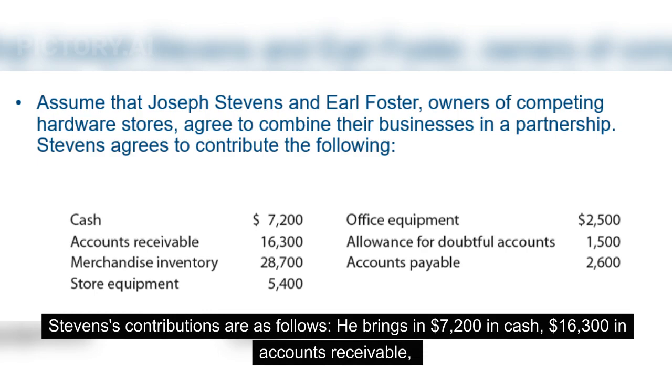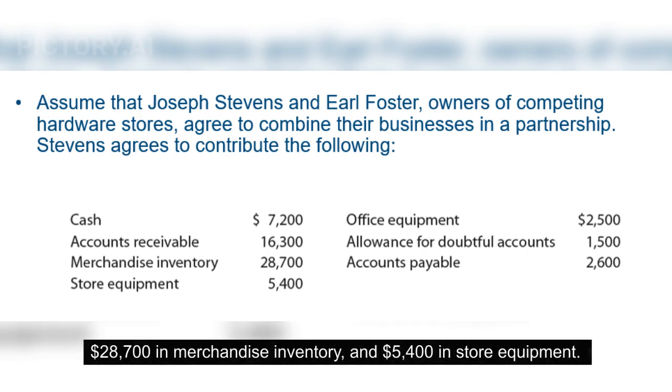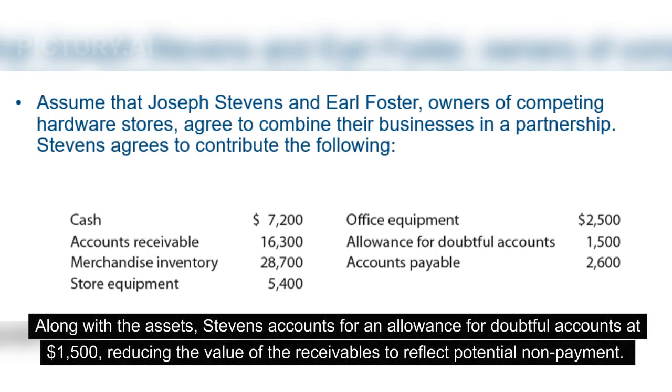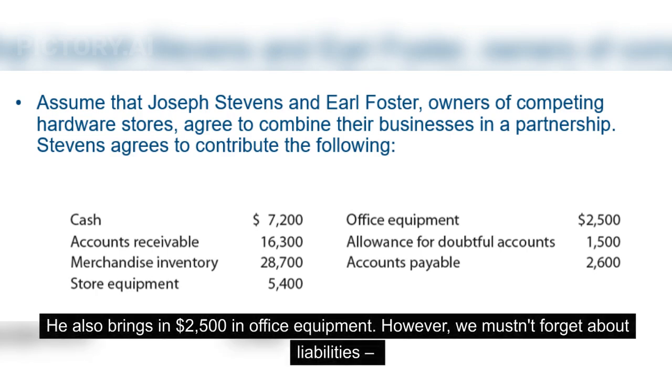He brings in $7,200 in cash, $16,300 in accounts receivable, $28,700 in merchandise inventory, and $5,400 in store equipment. These are substantial assets that will help kickstart the partnership. Along with the assets, Stevens accounts for an allowance for doubtful accounts at $1,500, reducing the value of the receivables to reflect potential non-payment. He also brings in $2,500 in office equipment.